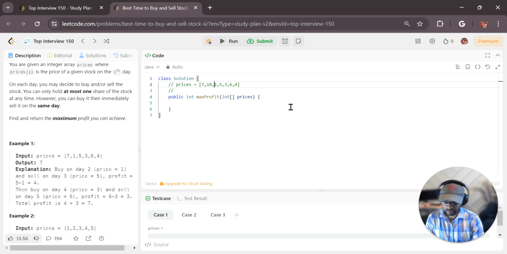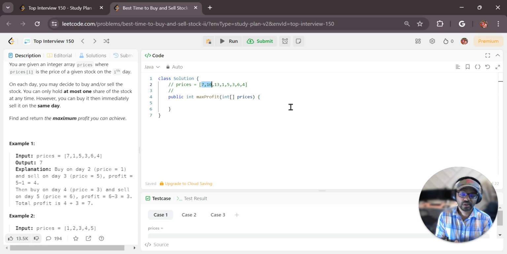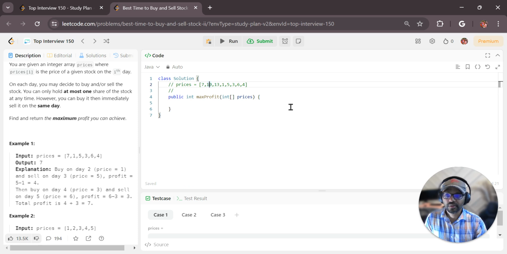Because the reason is, if there was a 15 here or there was a 13, for example, as the third day price, then 7 to 10, the $3 profit can be booked, because then the next buy price would be 10, right? And so instead of saying 7 to 13 is 6, you say 7 to 10 is 3 and 10 to 13 is another 3. So you again get the same 6 total profit by doing 2 transactions.